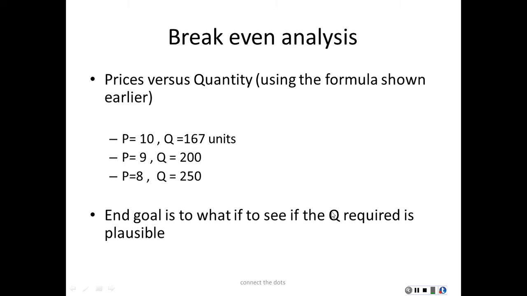So the end goal is to see if the required Q is plausible. Look at your model and say, there is some chance I may have to lower the price, so you can do what if, and then decide, in the market you are serving, based on your market analysis, the demographics, and other competitors, is selling 250 per month plausible or not? If it is not, then you cannot lower the price. But at the same time, if your competition is lowering the price, you may not have a choice. So break-even analysis gives you a good approach to think through the relationship between the price and the quantity, and how you would think this thing through.